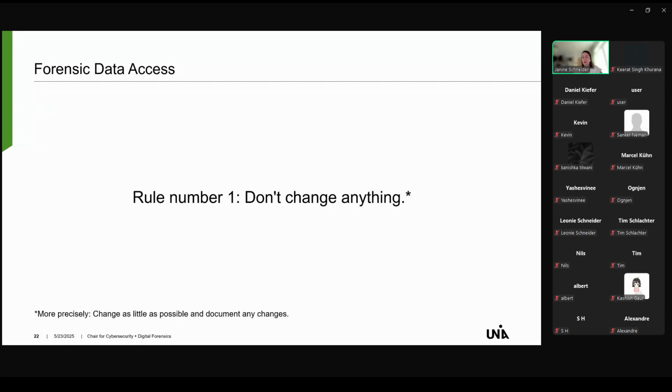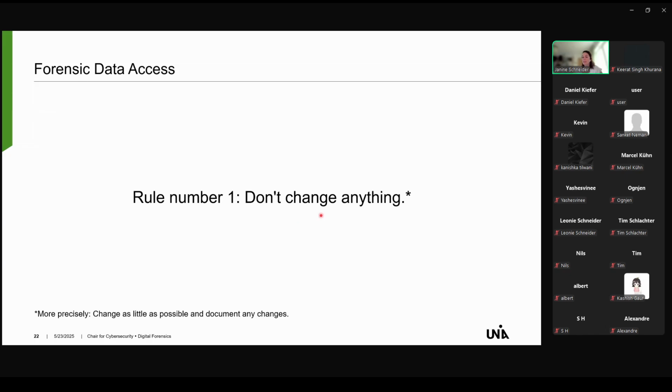Okay, so rule number 1 for the forensic data access, for example, to create a copy of the evidence, is don't change anything, as with classical forensics. But more precisely, it means change as little as possible and document any changes, because sometimes it's just not possible to preserve something, to access something without changing anything. For example, in live forensics, it's actually not possible.